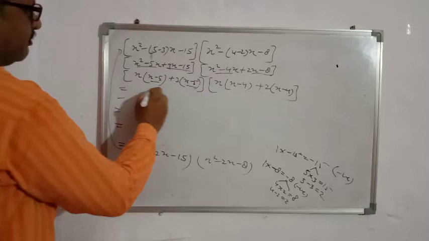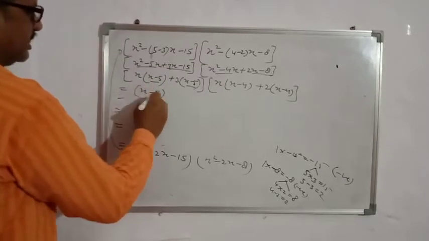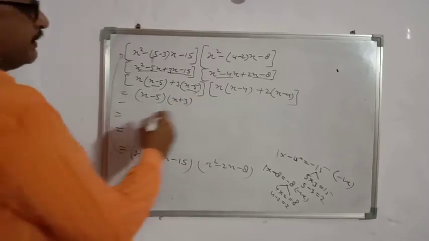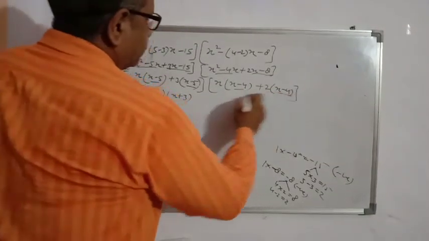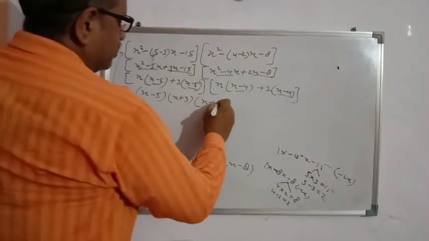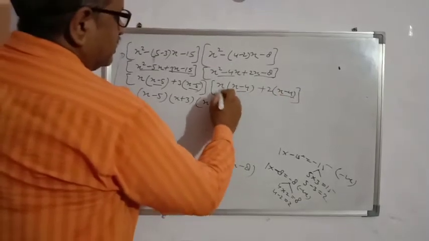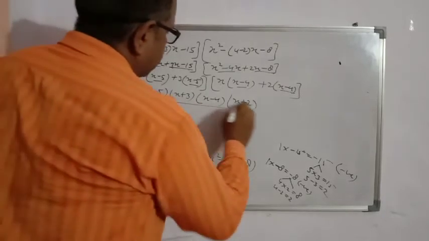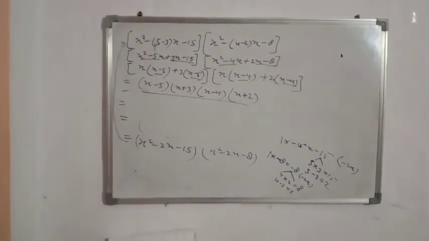x minus 5 is common in both. So take x minus 5 common. What will come in the next bracket? x plus 3. x minus 4 common from the second. In the next bracket we will get x plus 2. This is the complete factorization of the above question.